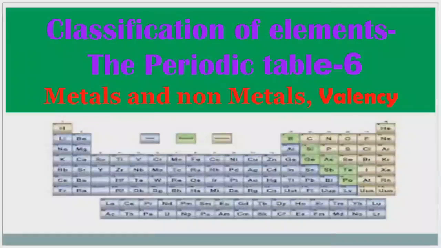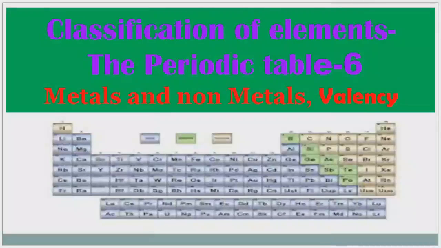Hi students, in the last class we discussed classification of elements based on differentiating electron and classification of elements based on properties. In this class we will discuss metals and non-metals, metalloids, and also valency. Here we can see the periodic table.